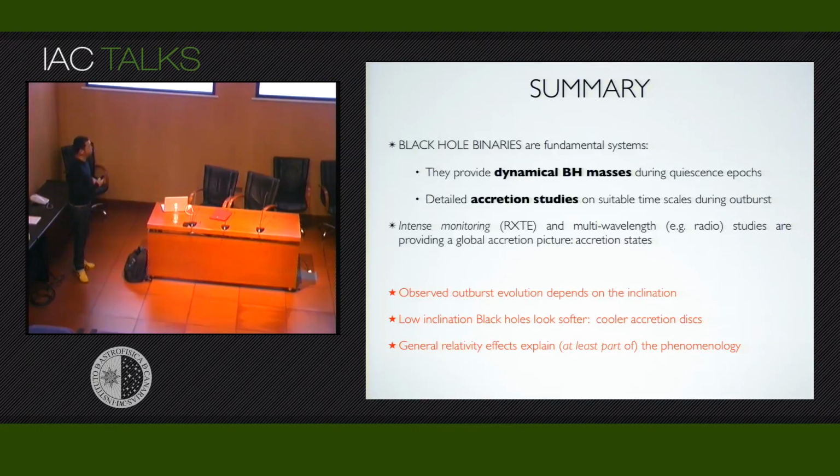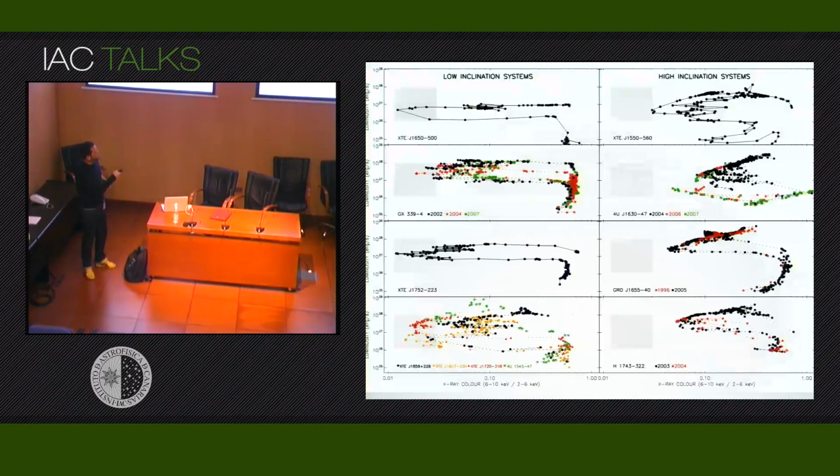In the last part of my talk, I showed that the observed outburst evolution depends on the inclination. Indeed, the black holes that are observed at low inclination look softer, so cooler if you want. And this discrepancy can be explained just by invoking very simple general relativity effects. I'll leave you with this slide in which you can see in much more detail the different tracks of systems at low inclination and at high inclination. Thank you very much.